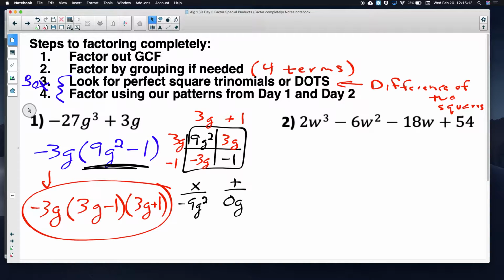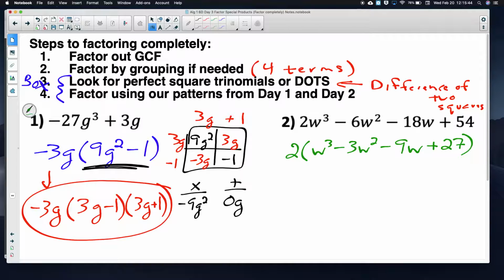Let's look at number 2. What is the first thing I look at? I look at a GCF of all the terms. So I've got 2w cubed minus 6w squared minus 18w plus 54. Is there something that goes into all 4 terms? Yes, I have a 2. So I need to factor out that 2, and I'm left with w cubed minus 3w squared minus 9w plus 27. So now I factored out the GCF, so that part's done.